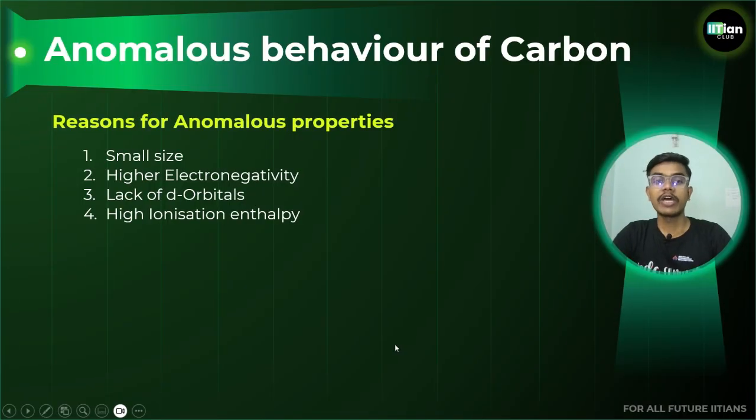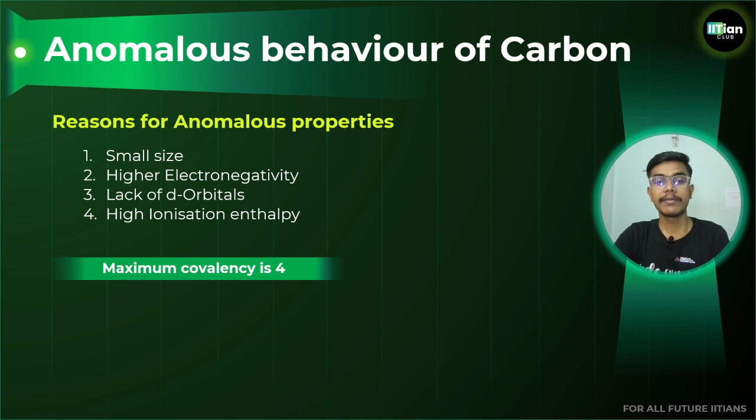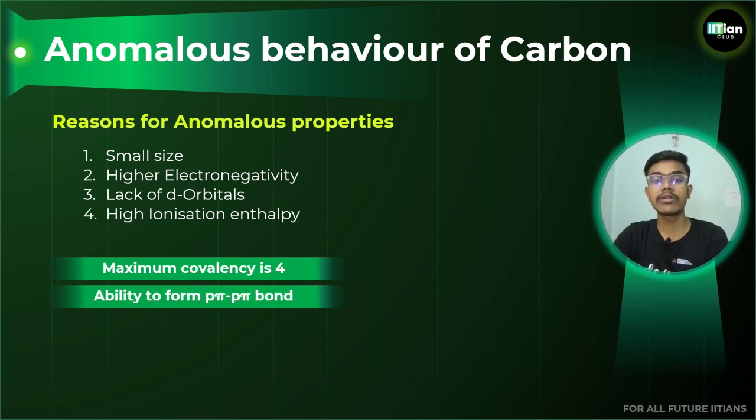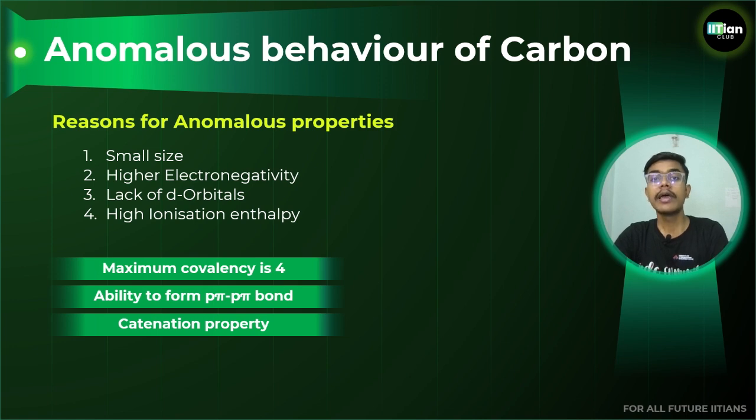Next up, we have anomalous behavior of carbon. The reasons are pretty similar: small size, high electronegativity, lack of d orbitals, and high ionization enthalpy. What are the anomalous behaviors? Those are also similar. The maximum covalency is restricted to 4, and carbon has the ability to form p-pi bonds with itself and other electronegative atoms like oxygen and nitrogen. Then it has a special catenation property, because of which we have the entire branch of organic chemistry.